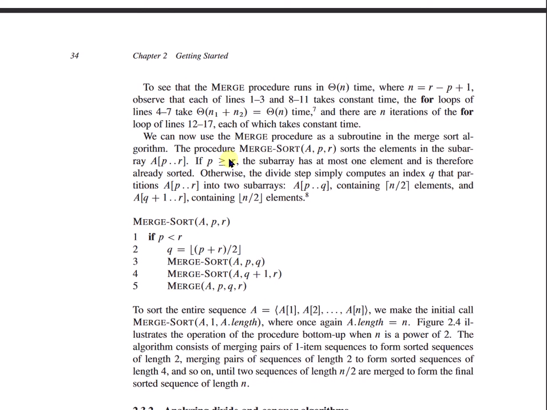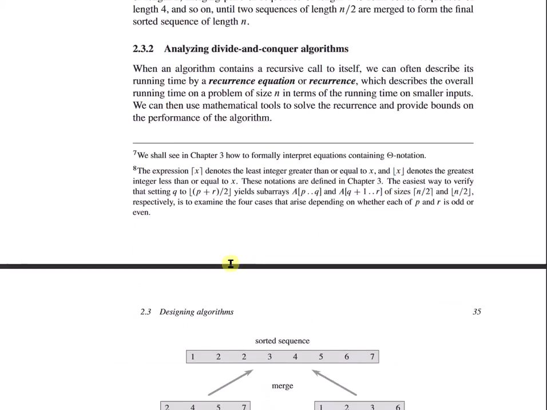We can now use the merge procedure as a subroutine in the merge sort algorithm. The procedure merge sort sorts the elements in subarray A of p to r. If p is greater than or equal to r, the subarray has at most one element and is therefore already sorted. Otherwise, the divide step simply computes an index q that partitions A of p to r into two subarrays: A of p to q, containing ceiling of n by 2 elements, and A of q plus 1 to r, containing floor of n by 2 elements.